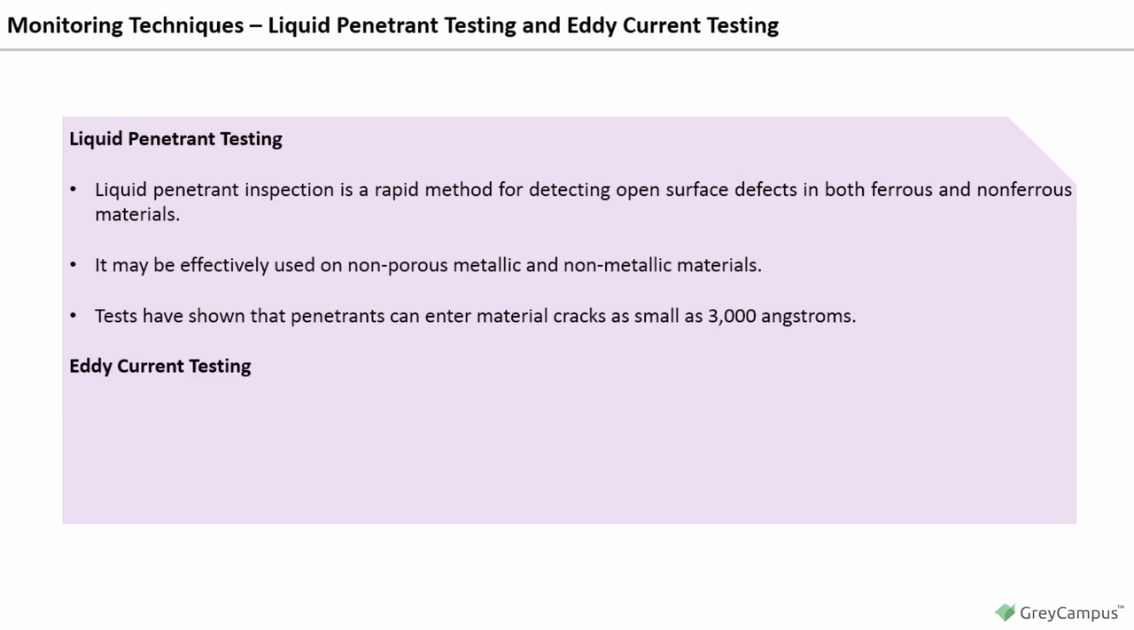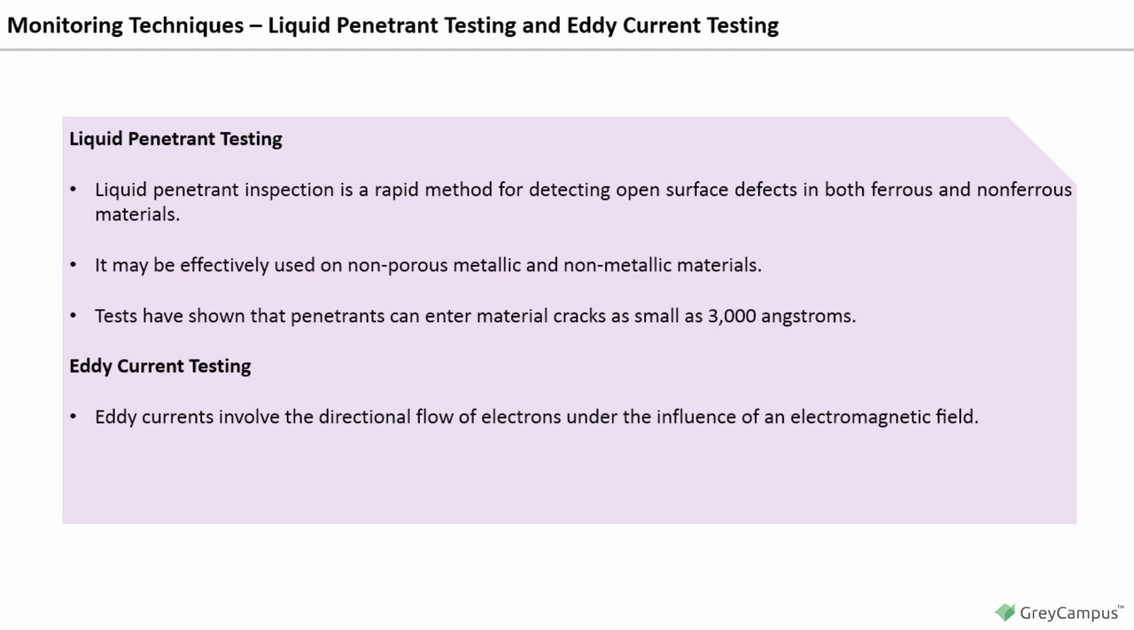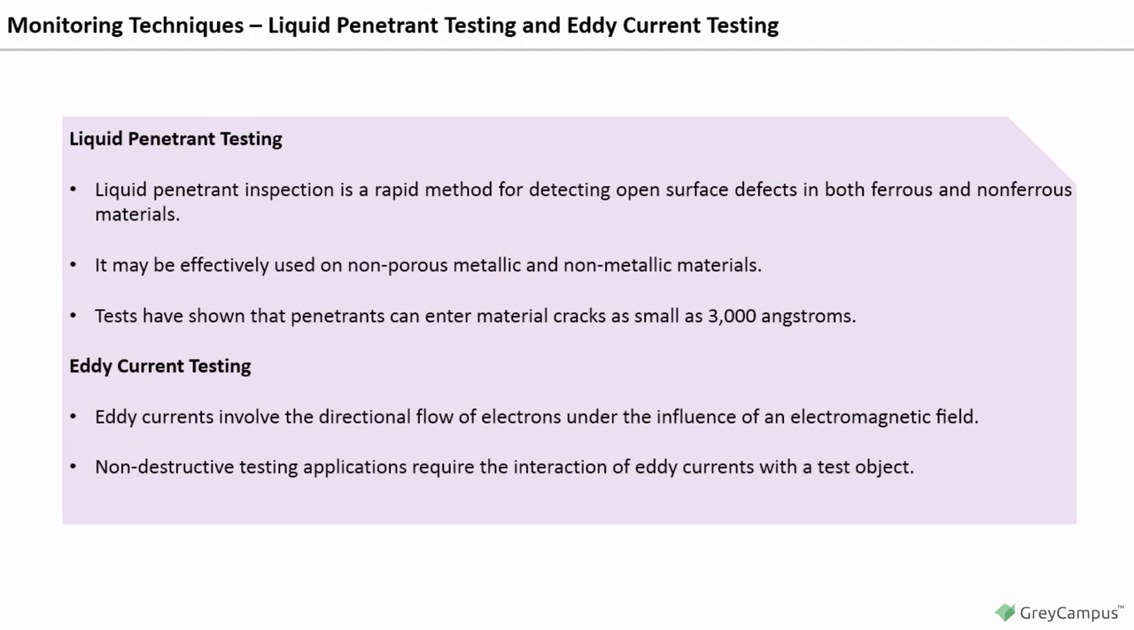Eddy current testing. Eddy currents involve the directional flow of electrons under the influence of an electromagnetic field. Non-destructive testing applications require the interaction of eddy currents with a test object. This is achieved by measuring the flow of eddy currents in a material having virtually identical conductivity characteristics as the test piece, comparing the eddy current flow in the test piece, which may have defects, with that of the standard.